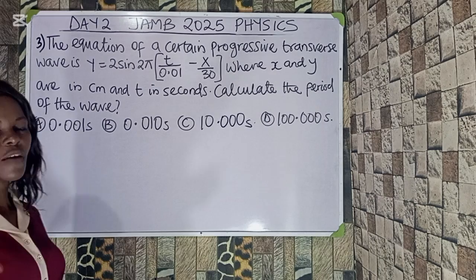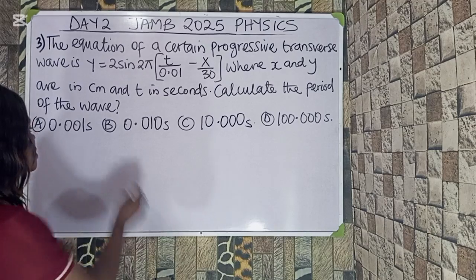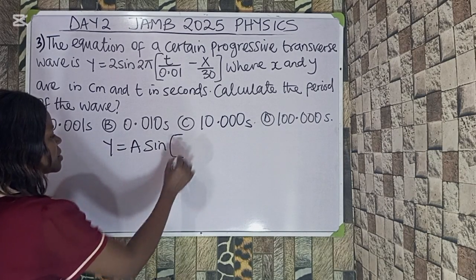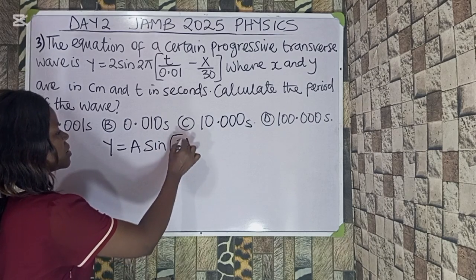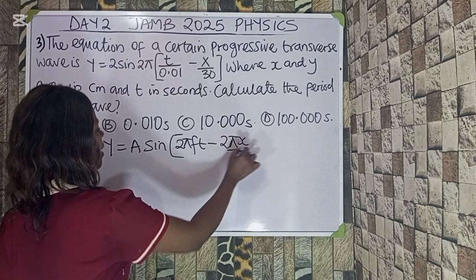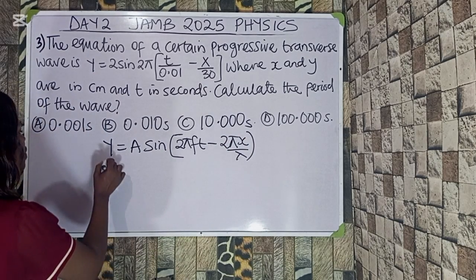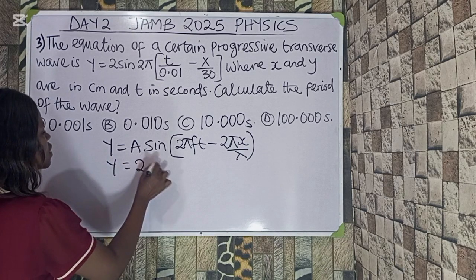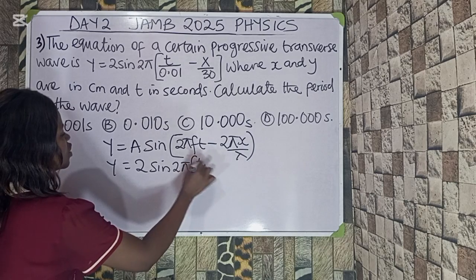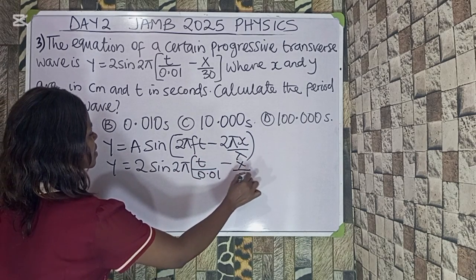Option D 100.000 seconds. Now for us to solve this question, we are going to equate it with the progressive wave equation, which says that y is equal to a sine bracket 2 pi ft minus 2 pi x over lambda. Okay, now we're going to equate it with the question, which is y equals 2 sine 2 pi then t over 0.01 minus x over 30.